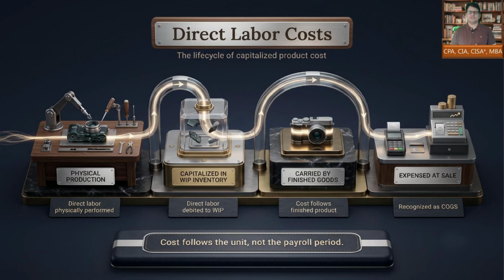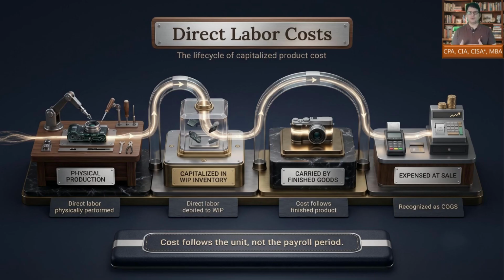Direct labor is a conversion cost. It includes wages and related payroll costs for workers who directly assemble, process, or manufacture the units. As production happens, direct labor is debited to work in process along with direct materials and overhead. When goods are completed, that cost transfers into finished goods. It does not hit the income statement just because payroll was paid. The cost follows the unit. That sentence is very important.